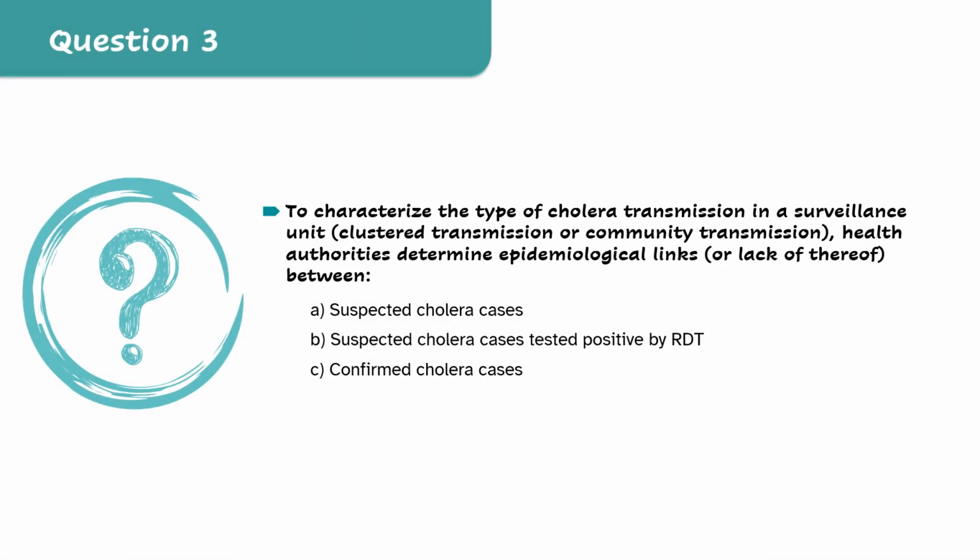Question 3. This is the last question. To characterize the type of cholera transmission in a surveillance unit, clustered transmission or community transmission, health authorities determine epidemiological links, or lack thereof, between A. Suspected cholera cases, B. Suspected cholera cases tested positive by RDT, C. Confirmed cholera cases.